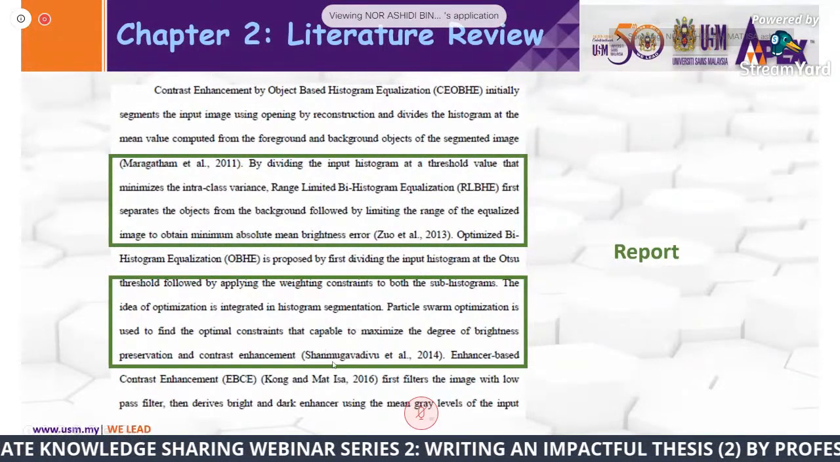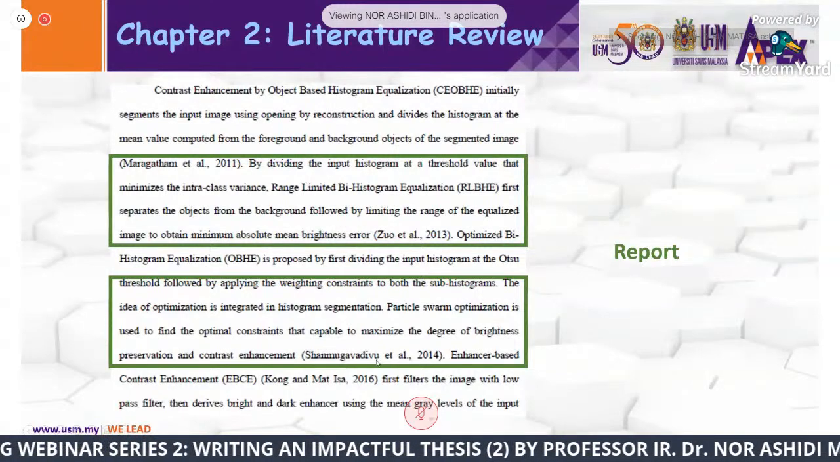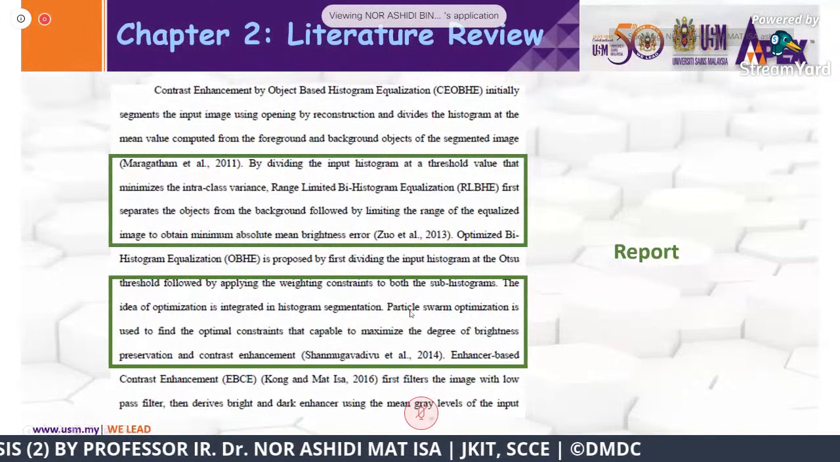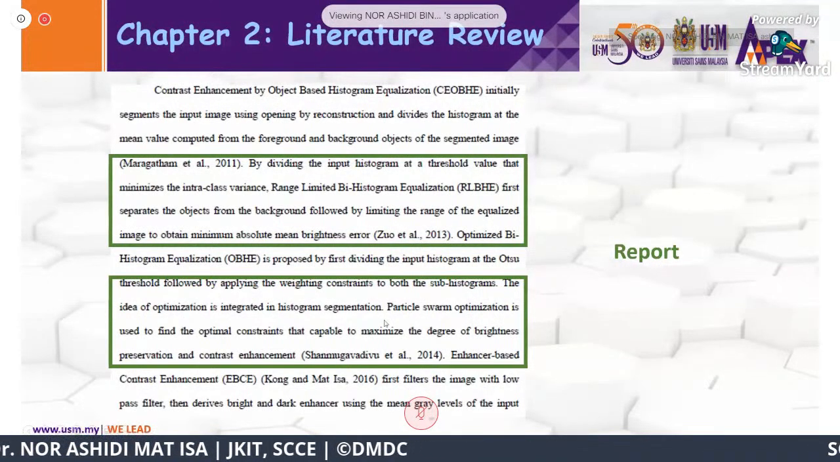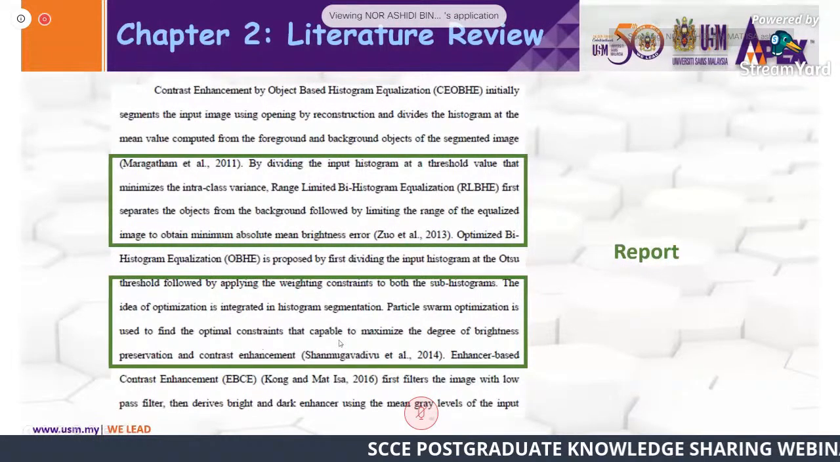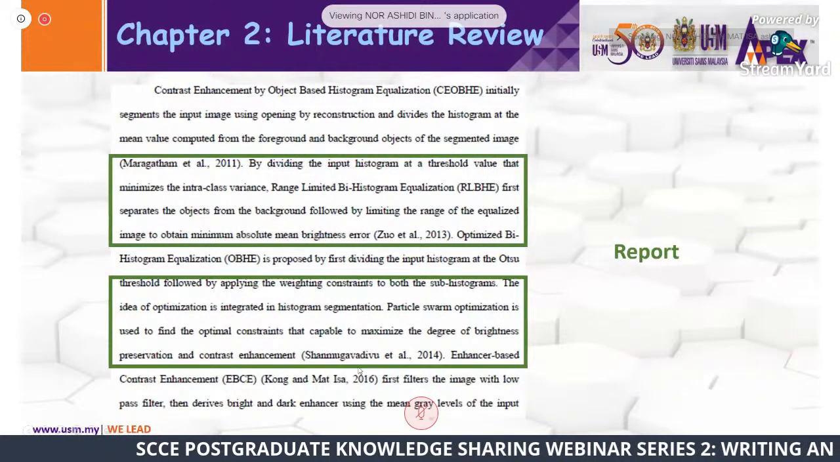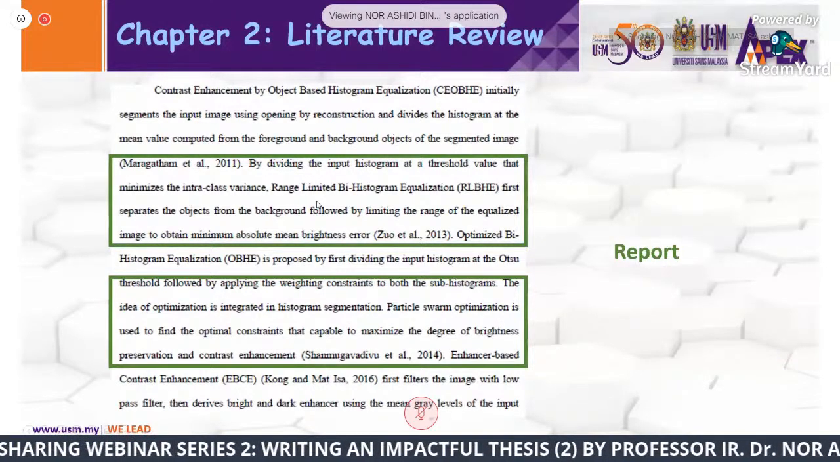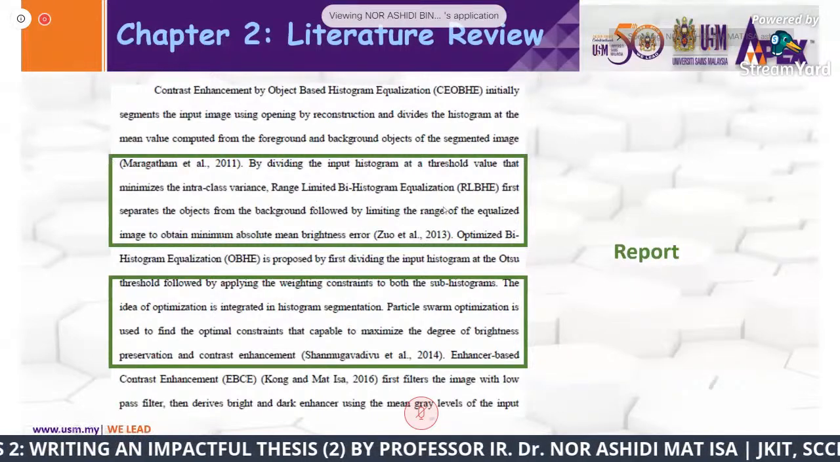Similar to the second one, Shanmugavadivu. Okay, so what is the approach used? They use the PSO. PSO is used to find the optimal constraint, which is capable of maximizing and so on. So this information can be obtained directly from the paper. So this is what we call a report.